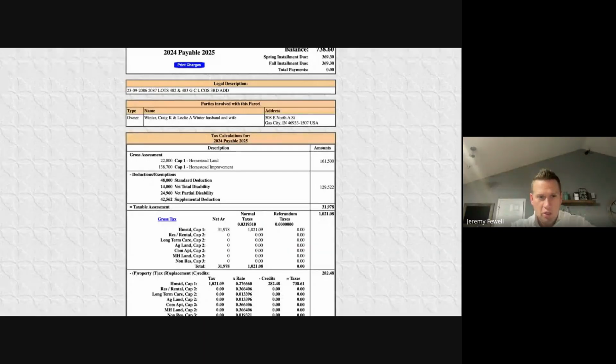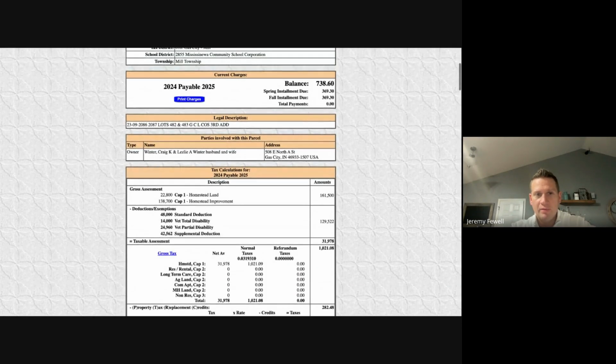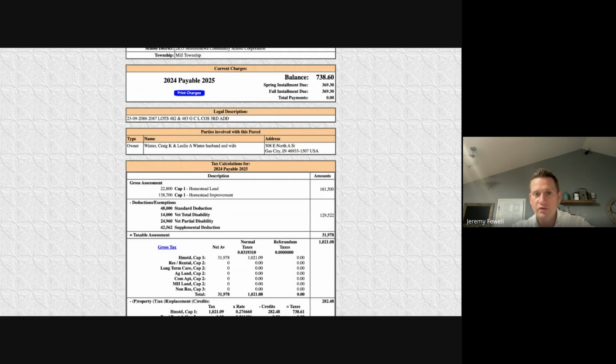When you get to that property, I went ahead and pulled up Leslie Winter's home. She's given permission to use her home. You'll see that is presented right here. So we're looking at that one. You'll see it's cap one, that means it's a 1% property tax cap. We want the gross assessed value. So you see gross assessment right here, prior to any deductions, is $161,500. So let's go back to our tax calculator.